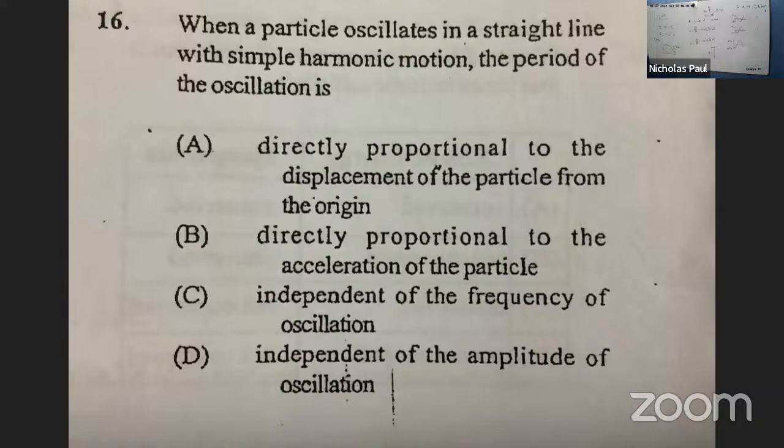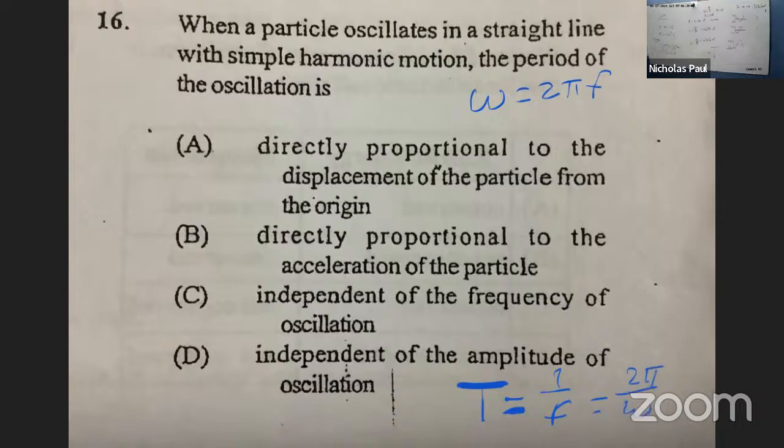So they said that a particle oscillates in a straight line with simple harmonic motion, the period is what? Independent of amplitude. That makes sense? How come? Well, we know omega is equal to 2 pi f. So T, the period, is what? 1 over f, or 2 pi over omega. Okay?